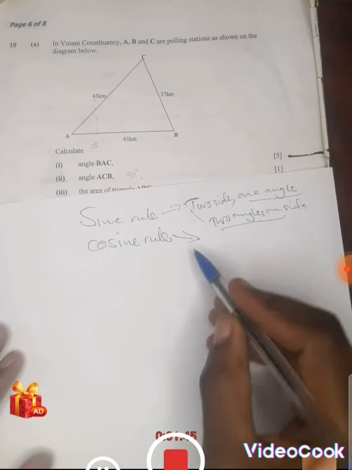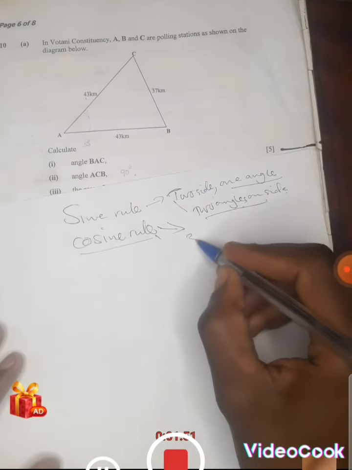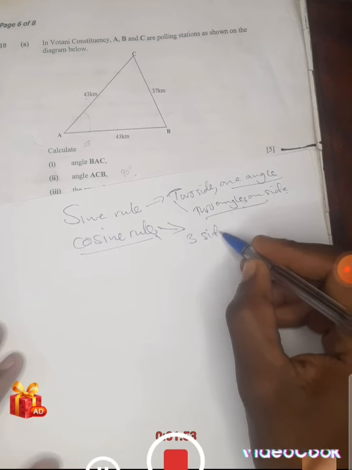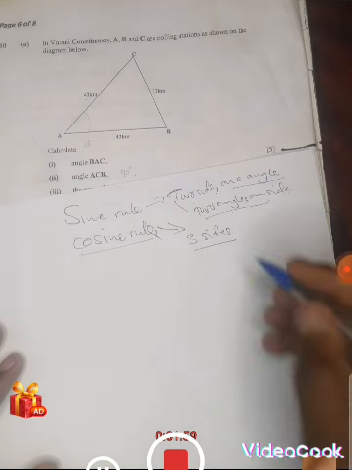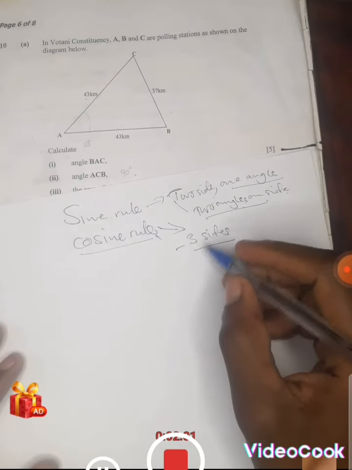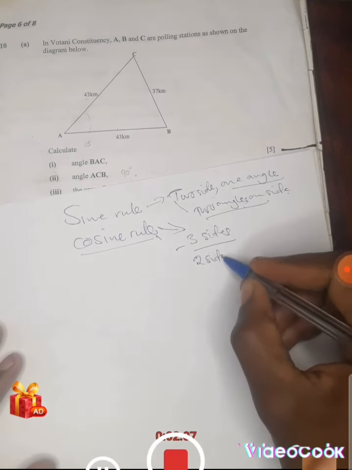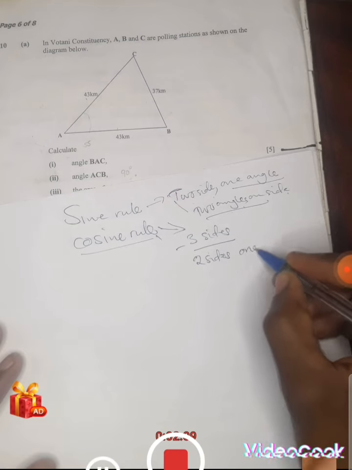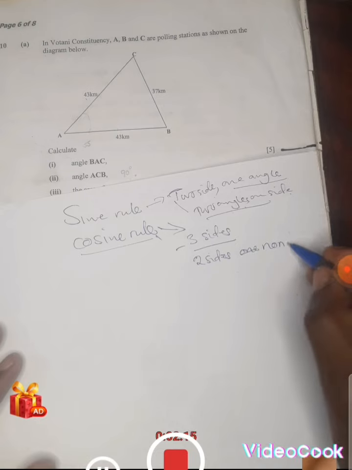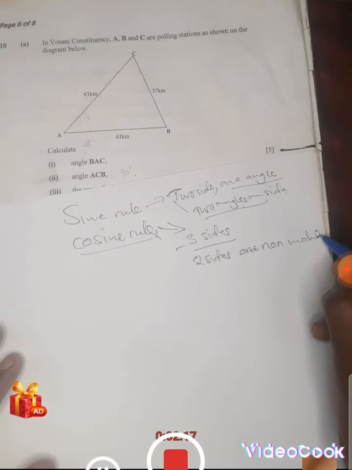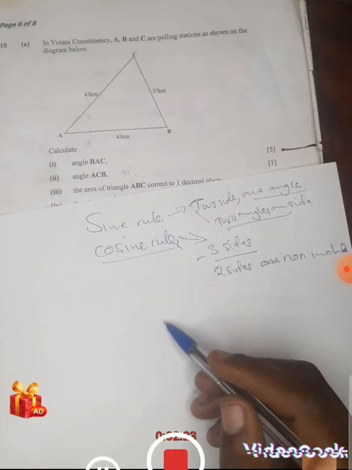Okay, so for a cosine rule, we use the cosine rule when I've been given all the three sides. Then apart from that, we use the cosine law when I've been given two sides and a non-included angle. So two sides and one angle which is a non-included angle, meaning the angle which is not opposite to any of the sides. Okay, so in this case we have been given all the three sides, which simply means that we are using the cosine rule.